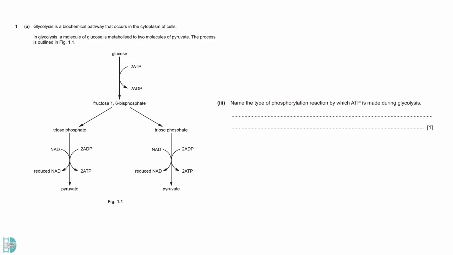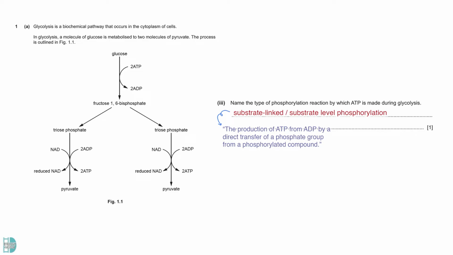ATP is made in glycolysis by substrate-linked or substrate-level phosphorylation. It is the production of ATP from ADP by a direct transfer of a phosphate group from a phosphorylated compound. Hydrogen carriers such as NAD, ETC, and chemiosmosis are not involved.